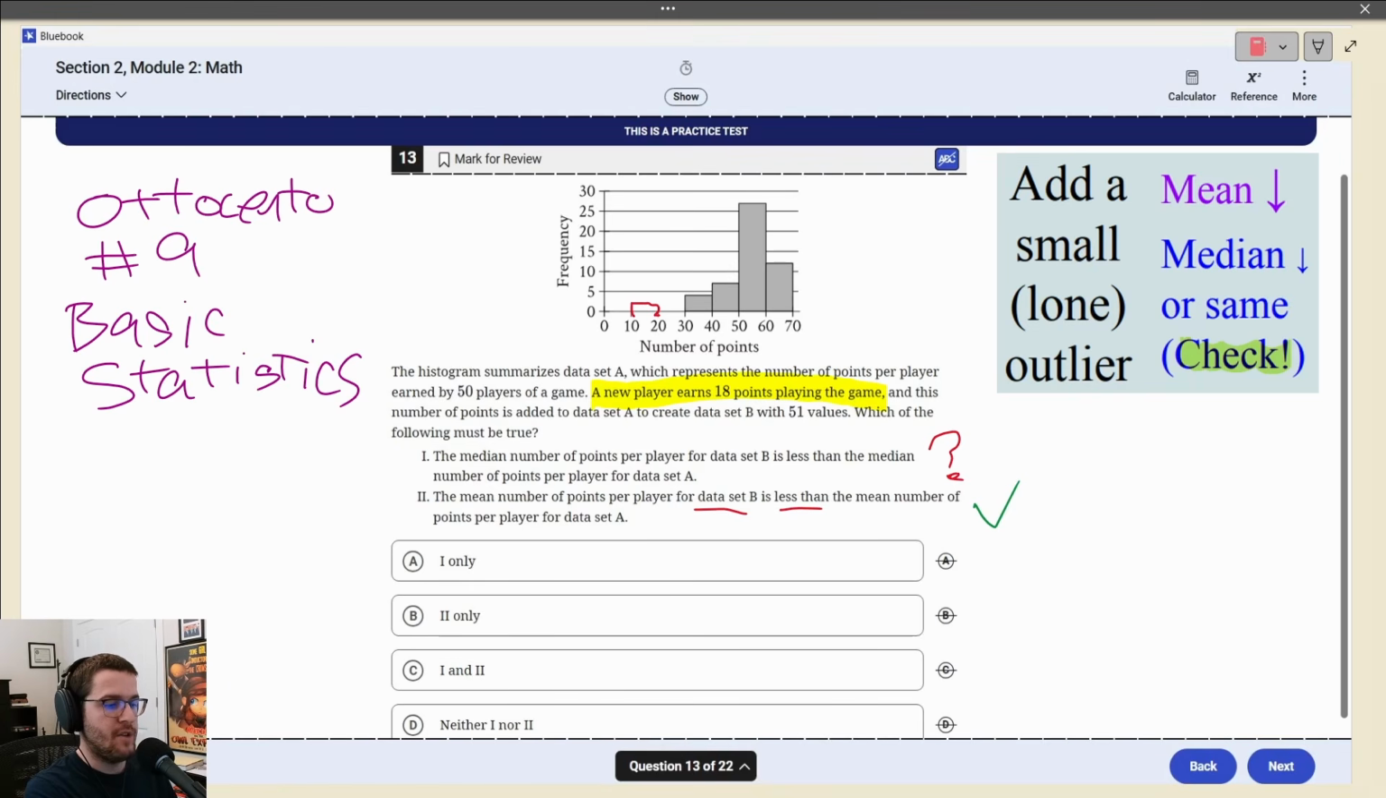And again, notice how, guys, it says must be true. It could go down. It could be less, but we just don't know for sure, right? It might be the same as well. There's two options, right? Okay, so the answer is B, 2 only. Like I said, if you're still confused by this, go watch the Ottocento number 9.